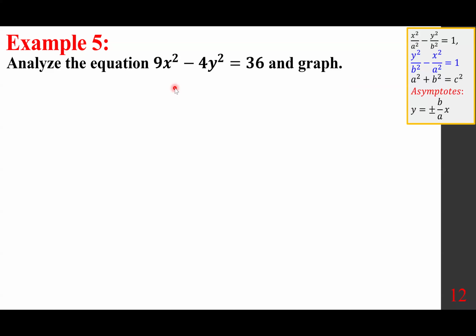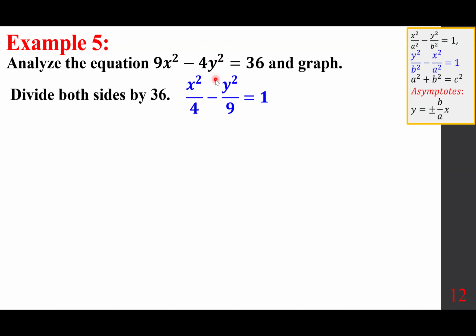The methodology is to divide both sides such that this becomes 1. So divide by 36. You want it to look like this one or this one. If I divide this one by 36, I get 1. This one, I get x squared over 4. This one, I get minus y squared over 9. So now a squared is 4, b squared is 9. So clearly a is 2, b is 3.